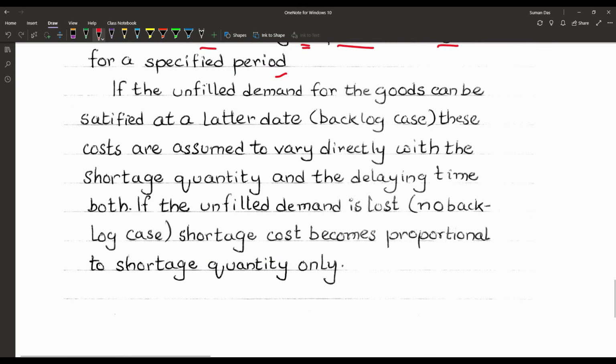If the unfilled demand for the goods can be satisfied at a later date, that is also known as the backlog case, these costs are assumed to vary directly with the shortage quantity and the delaying time both. If the unfilled demand is lost, that means no backlog case, the shortage cost becomes proportional to the shortage quantity also. So those are the 4 costs particularly associated with the inventory model or the inventory control.